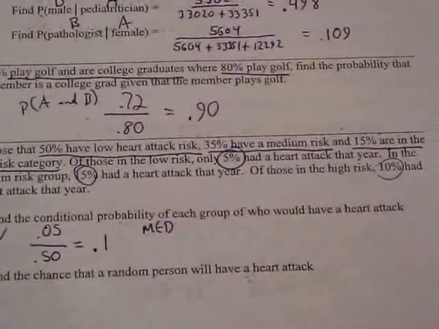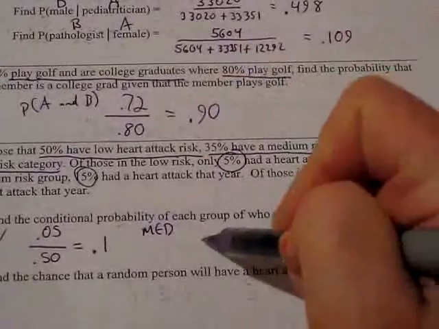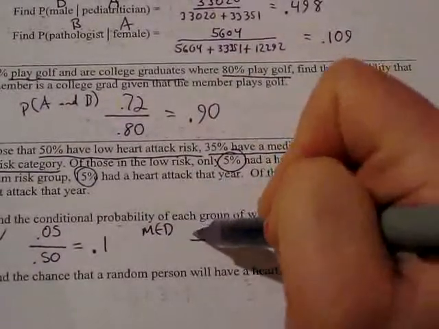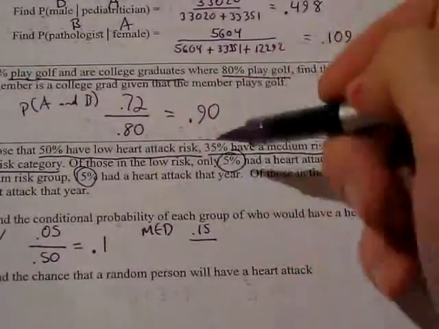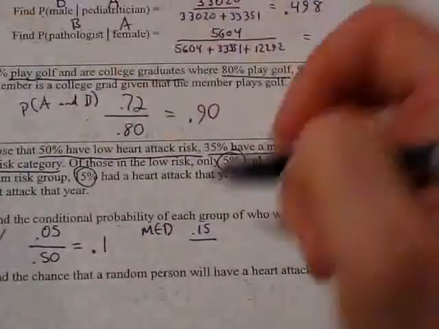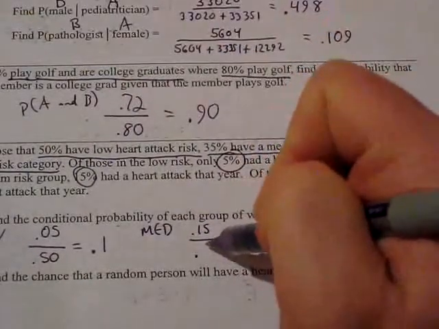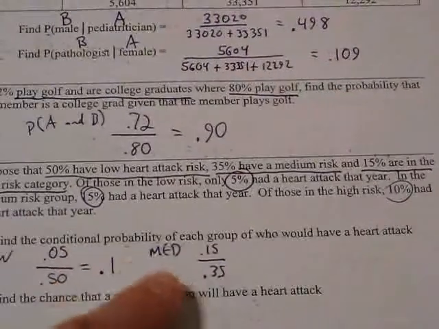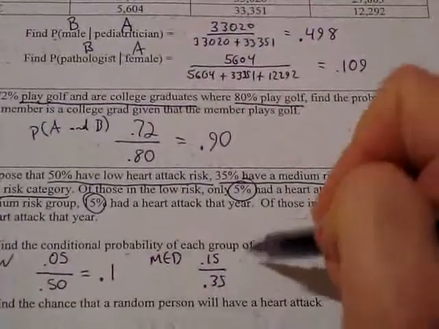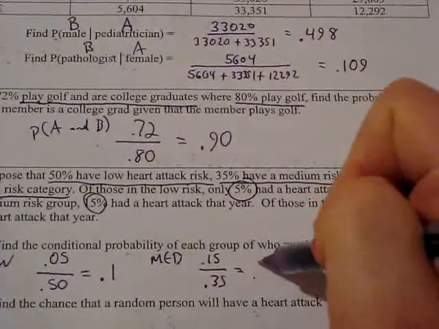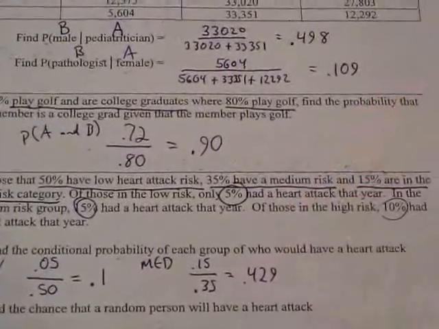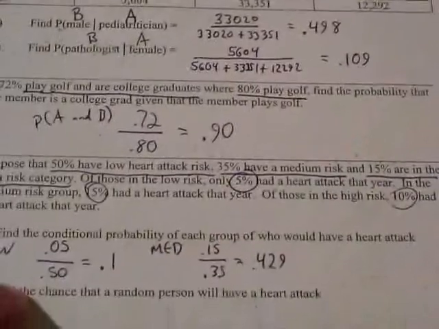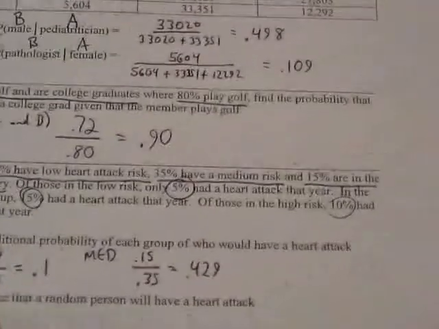Now we're going to go to our medium risk group. In the numerator, 15% were in that group and had a heart attack. There's our A and B. And then here's our A. 35% of the population had that chance of being in the medium risk group. So we do that, and that ends up being about 43% as our conditional probability.